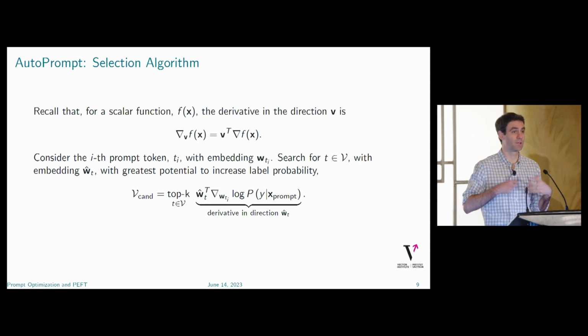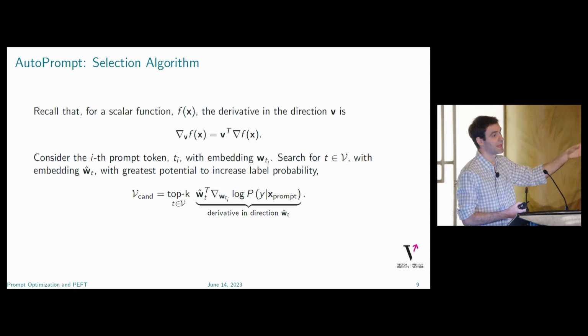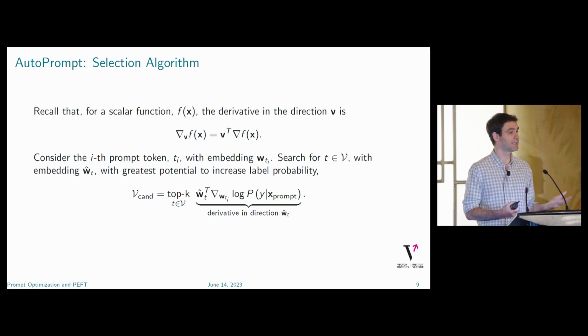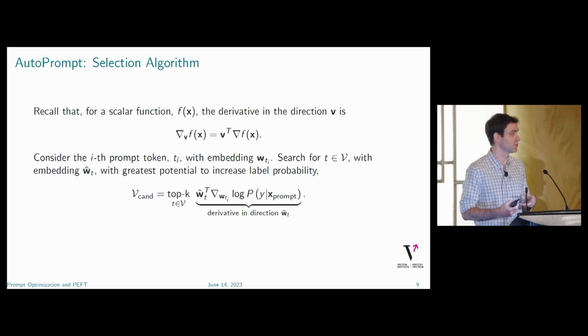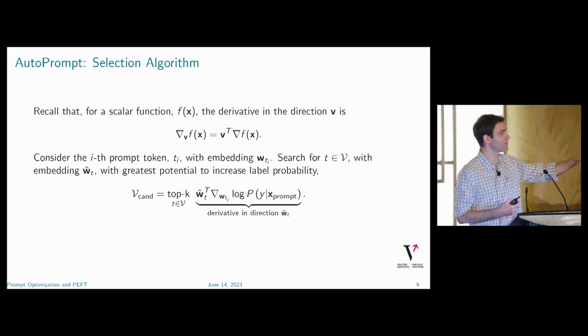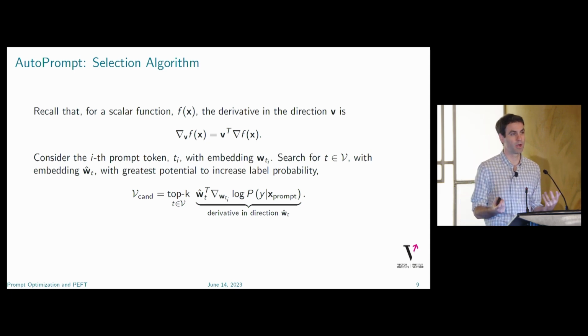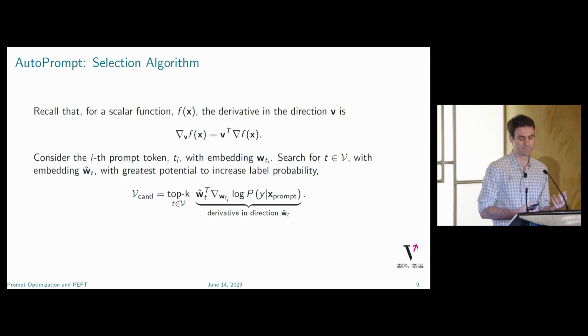So the idea is that you select a random token, the ith prompt token, and it has some sort of embedding associated with it with the model, and you search for other tokens that you might want to replace that token with. The way you do that is by computing the directional derivative with respect to the embedding of the token candidates, and you select the top k token candidates that improve the log probability of the label given the prompt that you already have. And so that's a direction that you might want to step to improve the model's ability to complete the task that you want it to do.